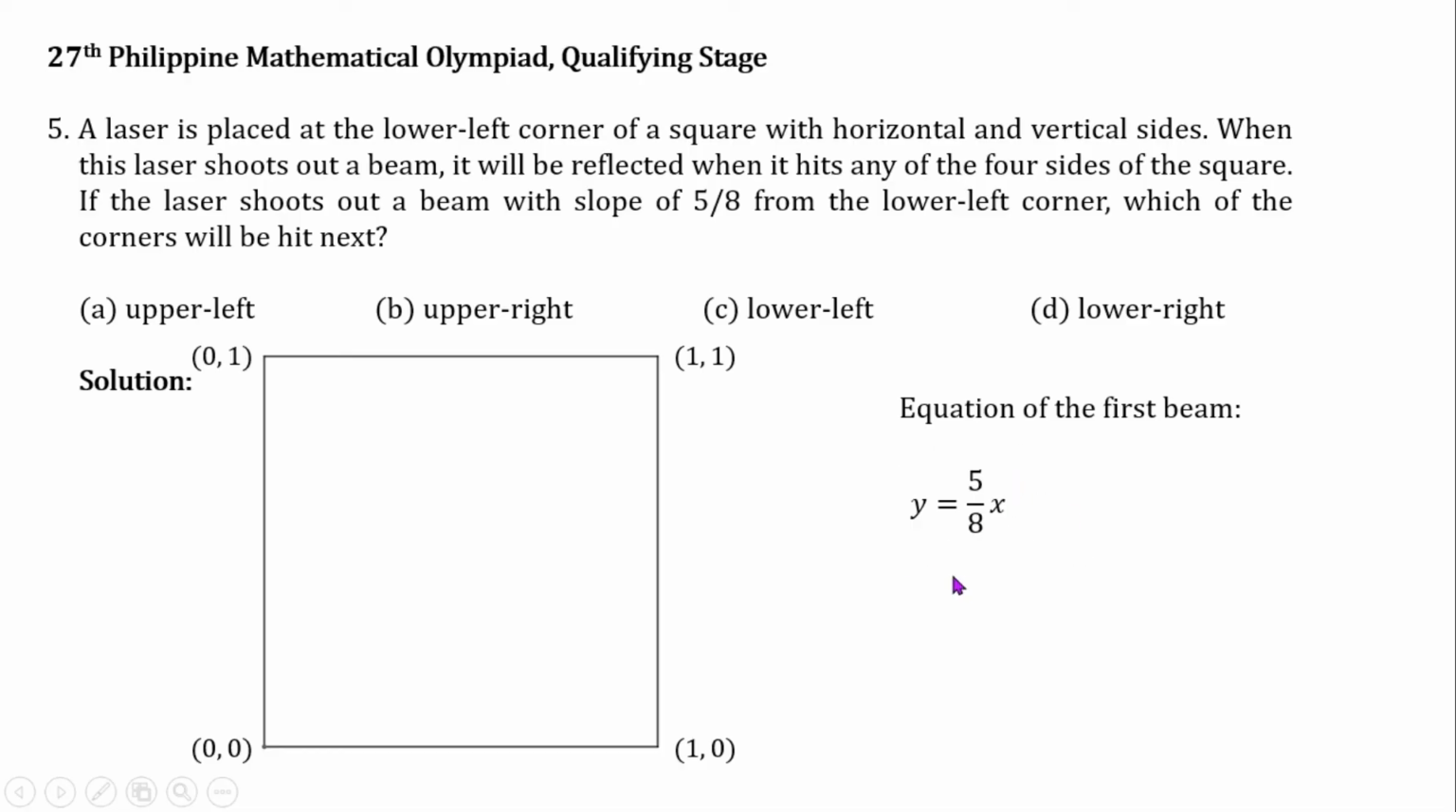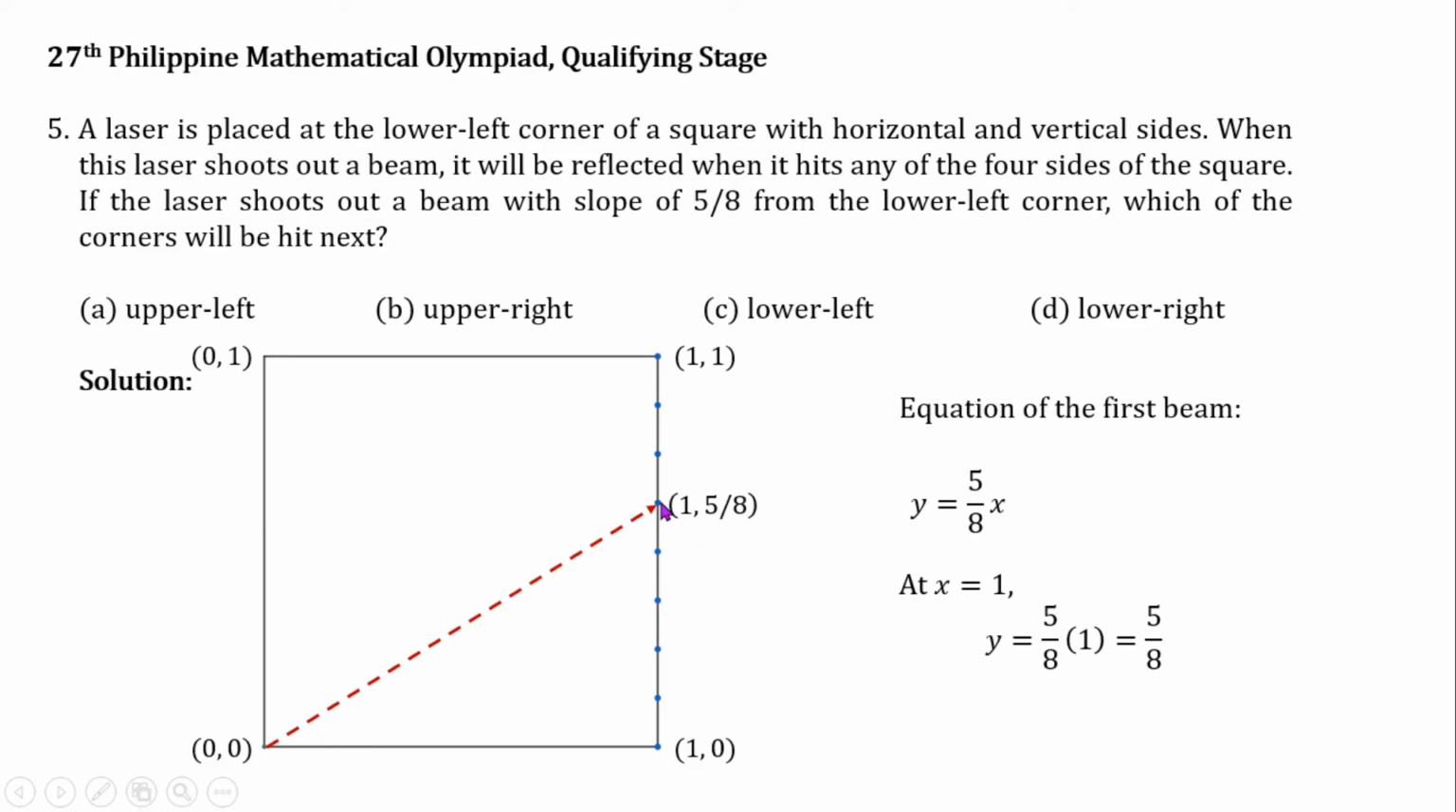We can use this equation to find the point that the first beam will hit on this side of the square. Now, we know that all the points on this side have an x coordinate of 1, right? So we can just substitute x equals 1 in this equation to find the y coordinate. So we have y equals 5/8. In other words, the first beam will hit this point. This point has coordinates (1, 5/8).